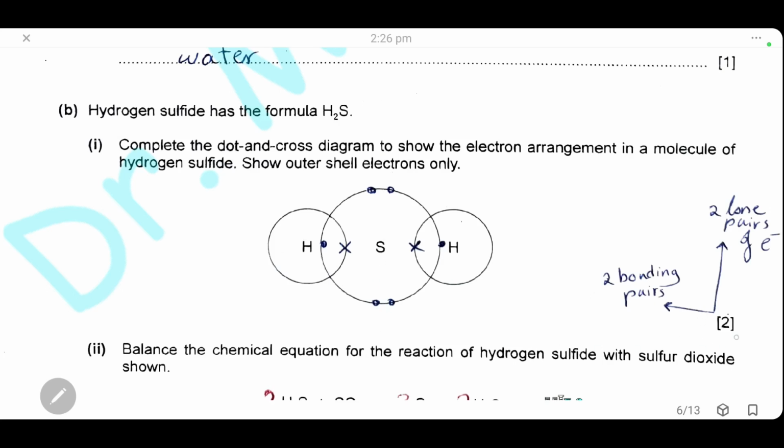So now this question is for 2 marks. 1 mark for the 2 bonding pairs of electrons. Here's 1 and here is the second. This is the 2 bonding pairs, and the second mark will be for the 2 lone pairs of sulfur, which are this one and this one.